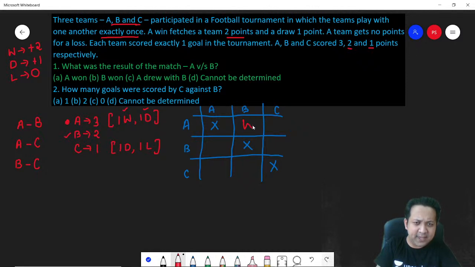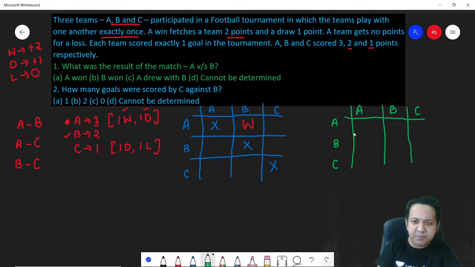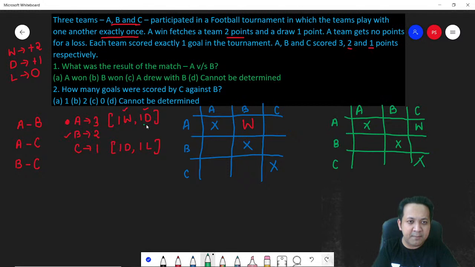One possibility is A winning against B, the other is A winning against C. So let's draw both possibilities. A, B, C; A, B, C. A's win could have been against B or against C. Remember, the other match A drew. So if A has won against C, against B it will be a draw. Similarly, if A has won against B, against C it will be a draw.